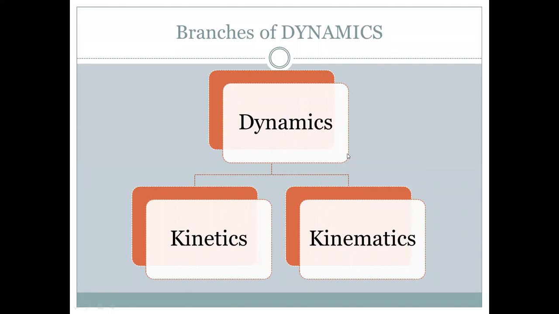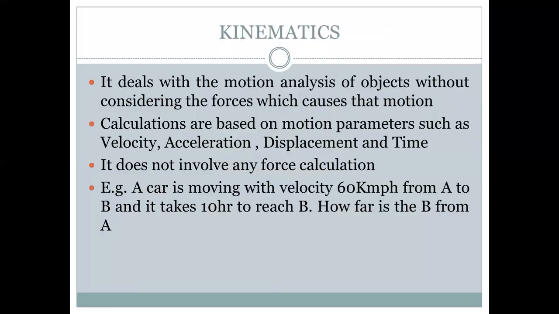So dynamics is divided into two parts. First is kinetics and second is kinematics. Kinematics deals with the motion analysis of objects or particles without considering the forces which cause the motion. In kinematics, calculations are based on motion parameters such as velocity, acceleration, displacement, and time. Kinematics does not involve any force calculation. So kinematics is the motion analysis without considering the forces.